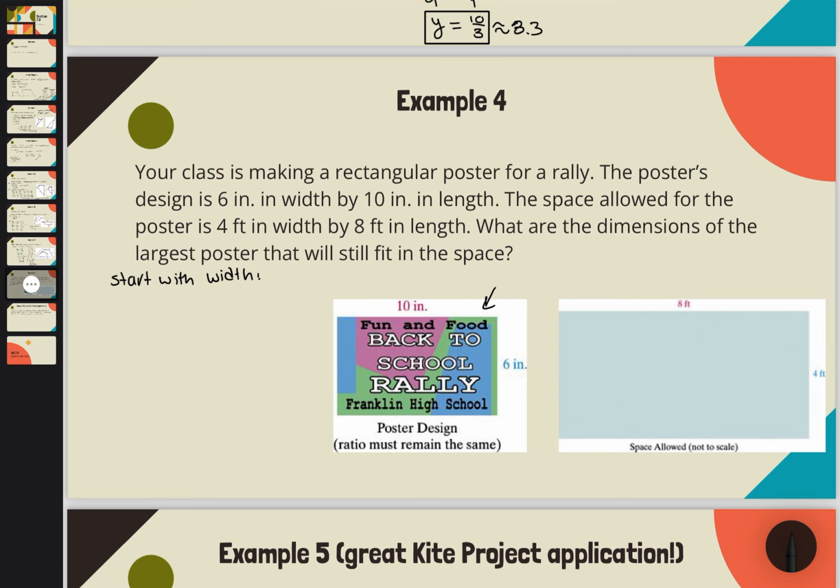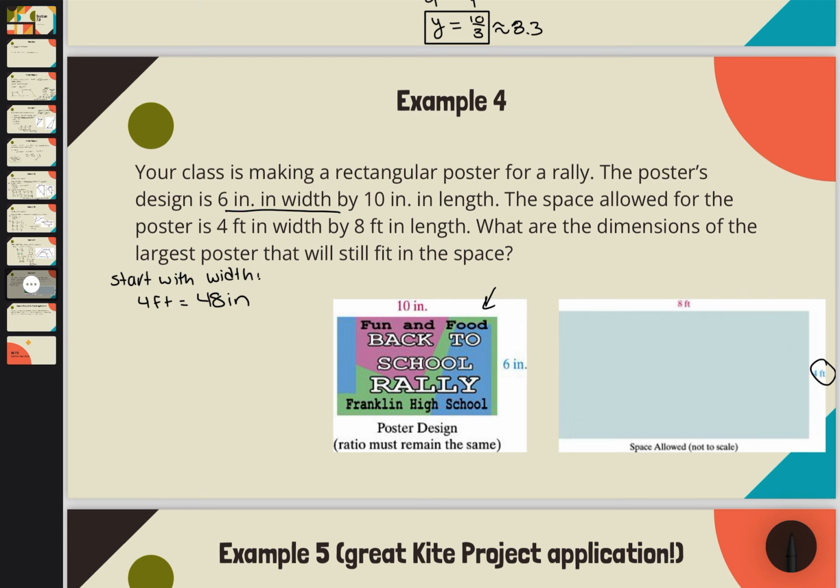All right. So the poster design is 6 inches in width. And I know that my maximum width in the real world would be 4 feet. I want to get those in the same dimension. So what is 4 feet in inches? 4 feet, hopefully you guys know this, is 48 inches, right? 12 inches in a foot, 4 times 12, 48.